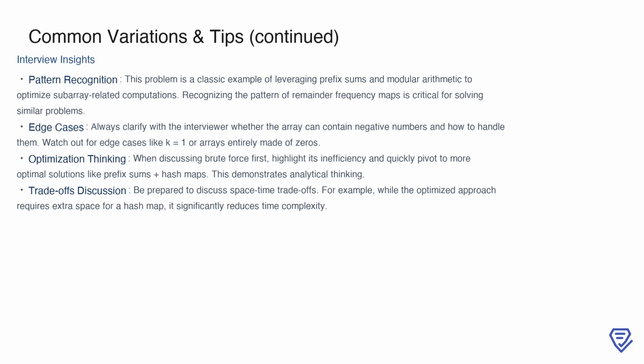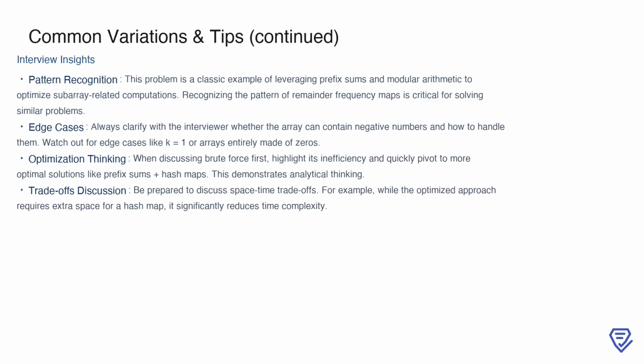When tackling this problem in an interview setting, there are a few important insights to keep in mind. First, recognize this as a classic example of using prefix sums combined with modular arithmetic to optimize subarray computations. Understanding the concept of remainder frequency maps is crucial for solving this problem and others like it.